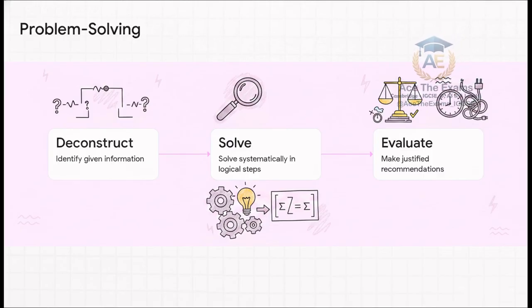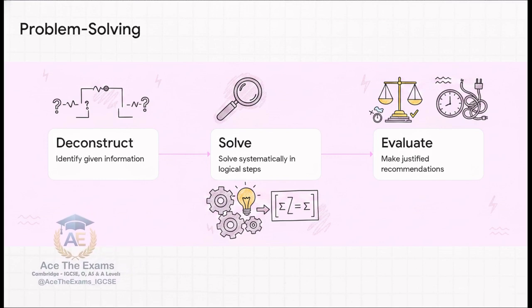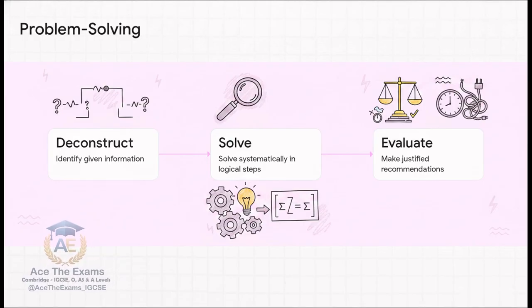Rule number 1. Command word decoding. You must deconstruct exactly, precisely what the examiner is asking you to do. Rule number 2. Peel framework application. You solve the problem by making your point, providing hard evidence, explaining the underlying physics, and linking it back to the prompt. And rule number 3, the time management matrix.